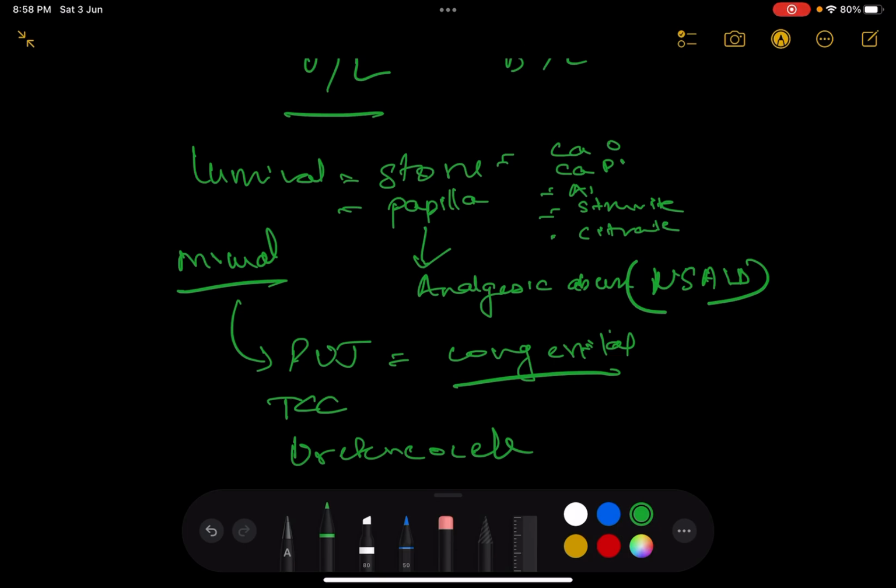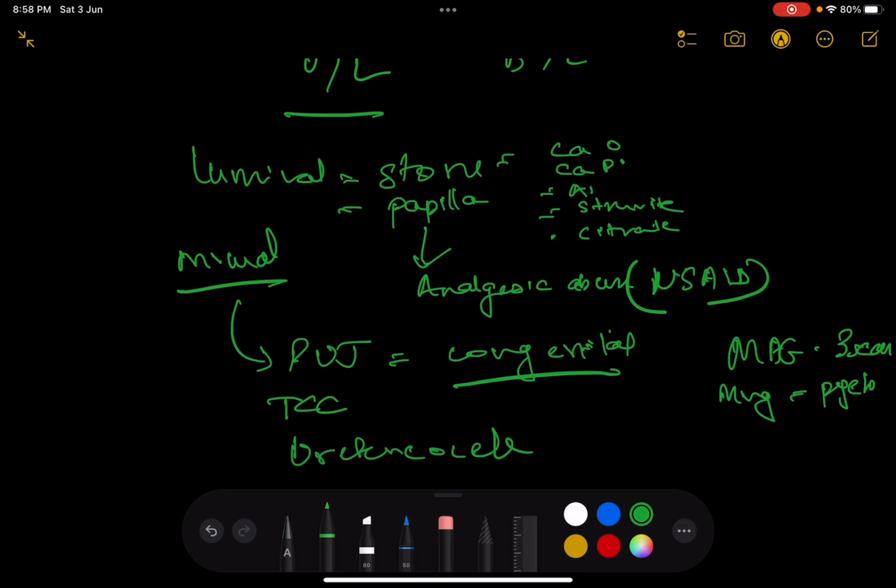Investigation of choice is your MAG3 scan. Your MAG3 scan is very important, and the management is something called pyeloplasty. As I told you, the pelvis is cut and then it's reanastomosed. It's called Anderson-Hynes pyeloplasty.